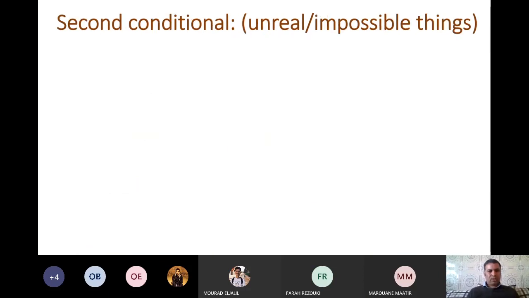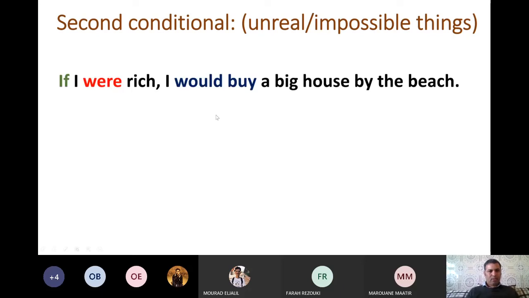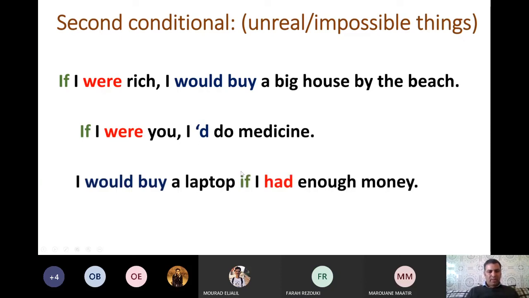So this one you studied in last year, in first year baccalaureate. We're going to revise it. Look at the first example. If I were rich, I would buy a big house by the beach. Second, if I were you, I'd do medicine. I would buy a laptop, a computer, if I had enough money. I want you to look at the verbs and try to guess the rule or the form of the second conditional.